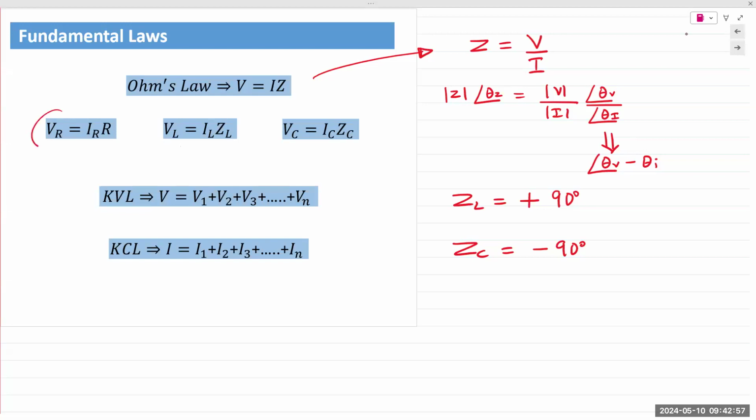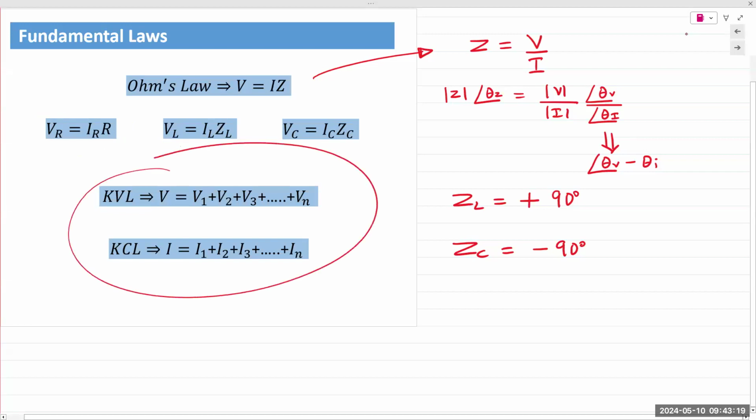Ohm's law for a resistor simply applies: V is I times R. Then instead of solving differential equations or derivatives and integrals, you can simply find inductor voltage as IL times ZL, and capacitor voltage VC as IC times ZC. Okay.